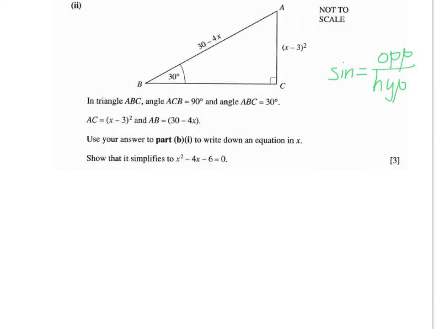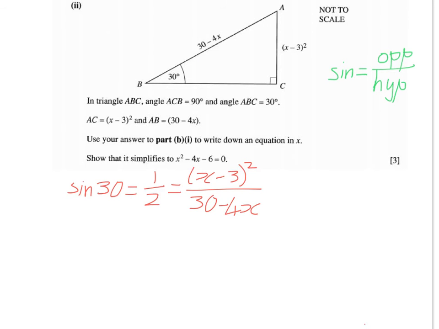So I'm just going to write that down. So what we're saying is sine 30, just looking at this triangle, is a half, we know that, but it's also, in this triangle, the opposite over the hypotenuse. So that would be x minus 3 all squared over 30 minus 4x. So I've got myself an equation there. I can choose to just sort of ignore everything on this side and go with my half equals to that. So we've got an equation in x. That's part of the question done.